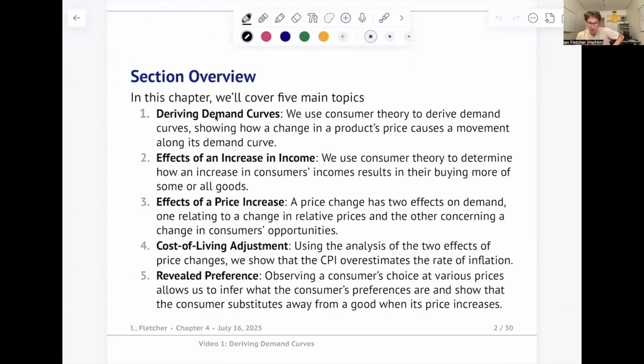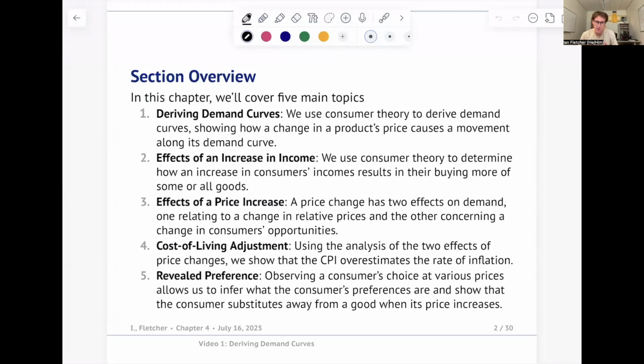We're going to derive demand curves, using consumer theory, what we've already been doing with the consumer problem from last time, and also the supply and demand material from chapter 2. We're going to show how a change in a product's price causes movements along its demand curve. And then we're going to see the effect of an increase in income. So imagine you get a new job that pays a lot more, and how that's going to affect your buying behavior. Then we're also going to look at the effects of a price increase. It's going to have 2 effects: changes in relative prices and changes in consumption opportunities.